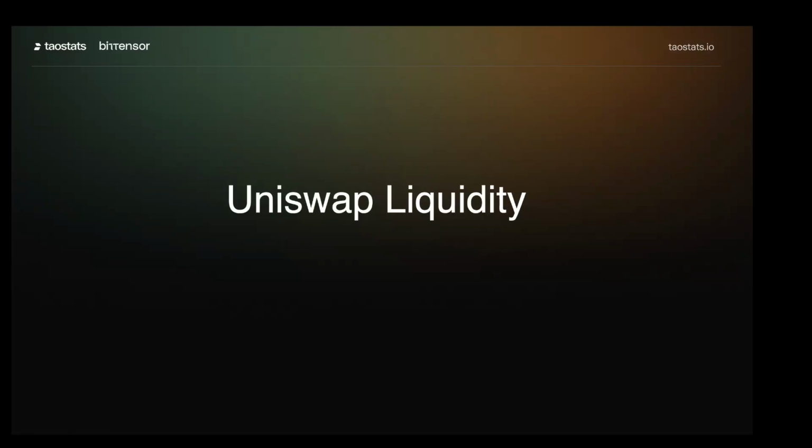In July 2025, there was a change on the Bittensor network that introduced Uniswap liquidity. In this video, we're going to describe what Uniswap liquidity is and how you can invest and spend your Tau on alpha by contributing to Uniswap liquidity.